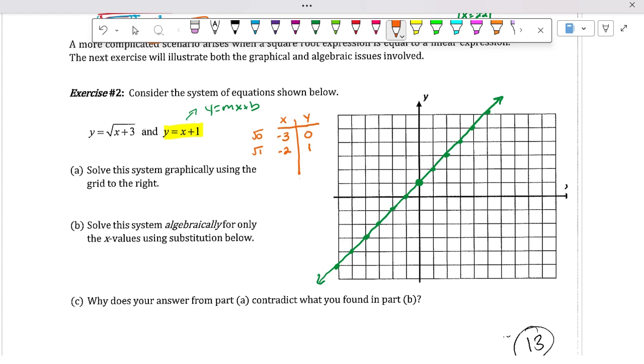What's my next perfect square after 1? So 1 is a perfect square. What's the next perfect square? Not 2. 2 is not a perfect square. 4 is the next perfect square. So I want to get 4 under the radical. So what plus 3 will give me 4? 1. So that's my next x value. And the square root of 4 is 2.